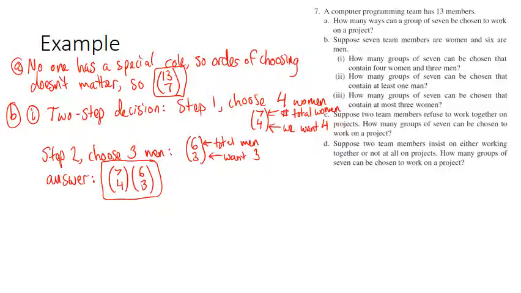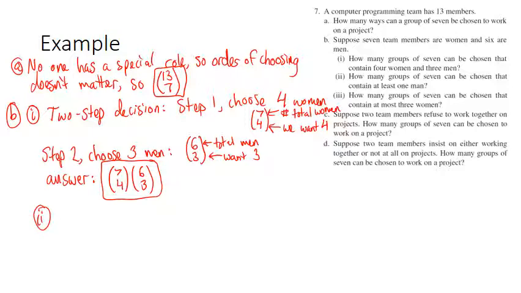Okay, part 2. How many groups of 7 can be chosen that contain at least 1 man? So at least 1 man means 1 man, or 2 men, or 3 men, or 4 men, or 5 men, or 6 men, or 7 men. So you could use the addition rule on this problem, calculate how many groups have 1 man, and then add the number that have 2 men, and then add the number that have 3 men. But I think that's too much trouble. So instead of using the addition rule, I'm going to use the difference rule.